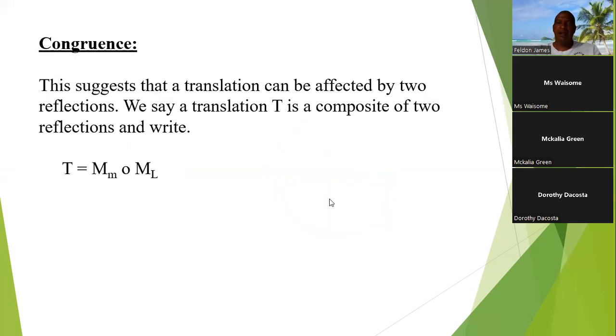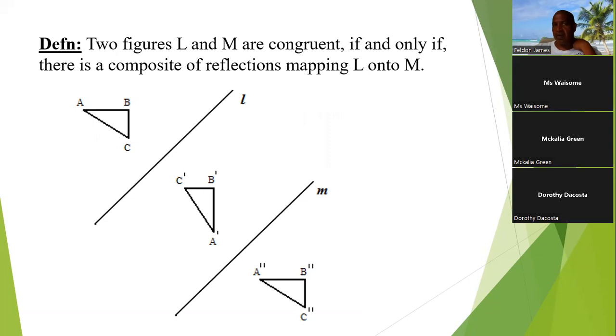All right, moving along. Now, congruence. Now, this suggests that a translation can be effected by two reflections. We say a translation, T, is composed of two reflections. All right, what that means. Now, looking at this, two figures, L and M, are congruent if and only if there is a composite of reflections mapping L onto M.